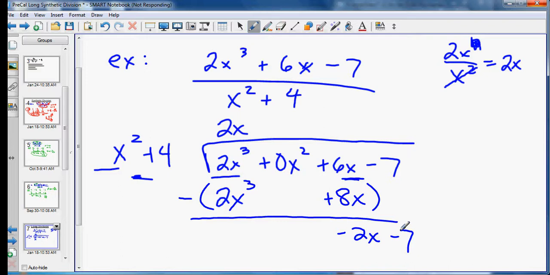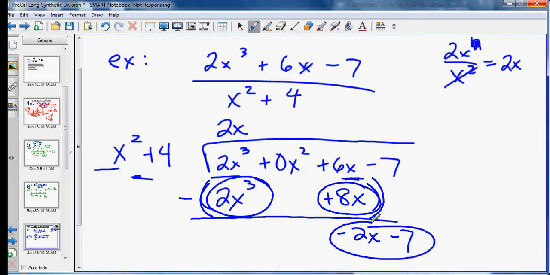Alright, now that's actually as far as I can divide. I don't need to repeat the process because x squared doesn't go into negative 2x. Since x squared has a bigger power than 2x, it won't divide any farther. So this is actually my remainder. So I take my remainder and I put it over top of my original denominator, which is x squared plus 4. So my final answer is 2x plus negative 2x minus 7 over x squared plus 4.